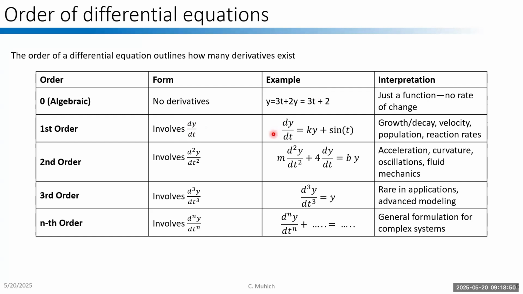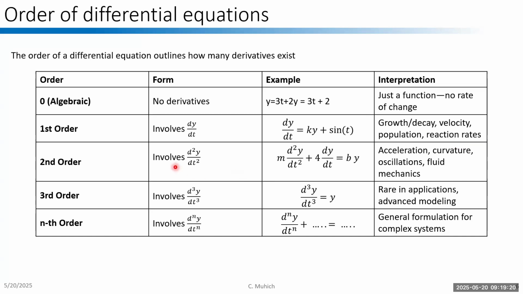As an example, we have dy/dt equals ky plus sine of t. This is often seen as some sort of growth or decay. Velocity is a first order differential equation, as is population growth. For chemical engineering, we see this pop up over and over again in terms of reaction rates: how is concentration changing with time?